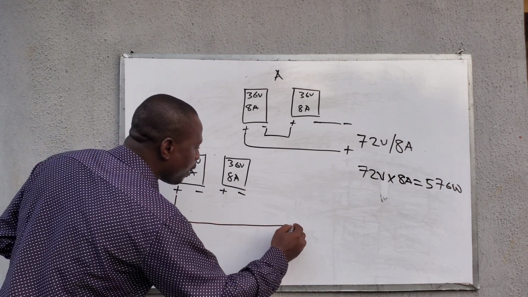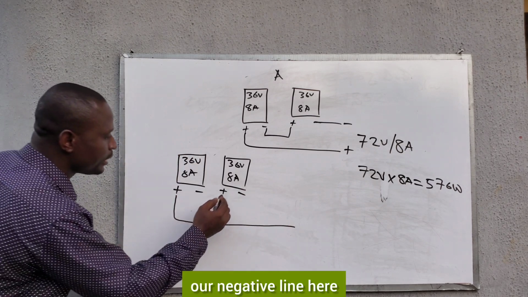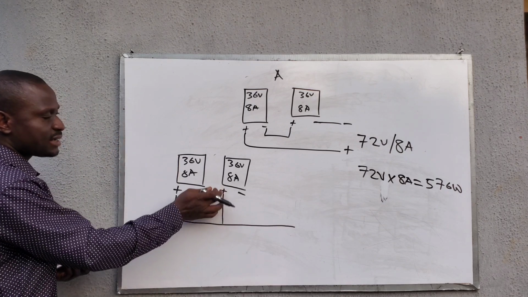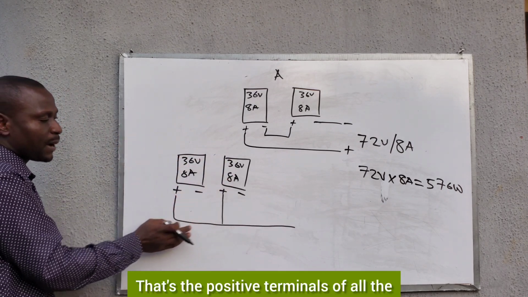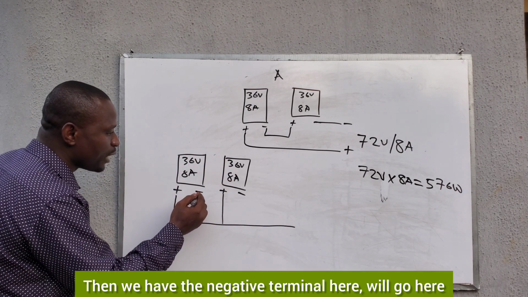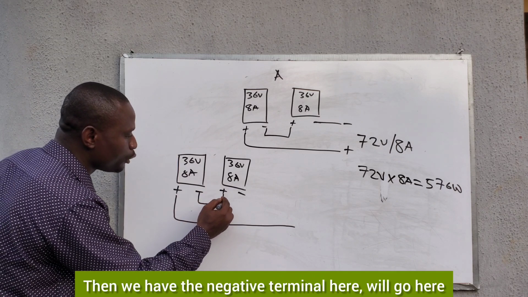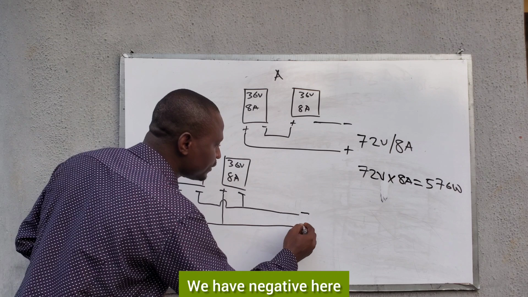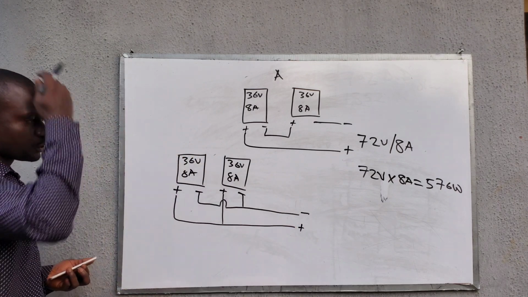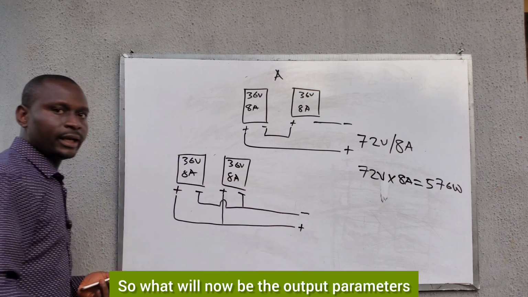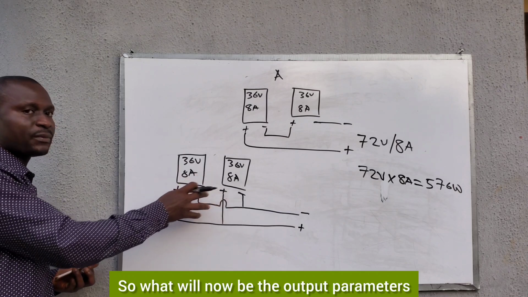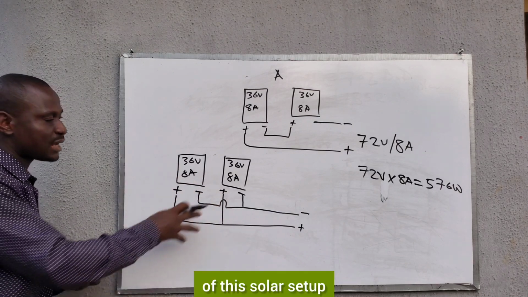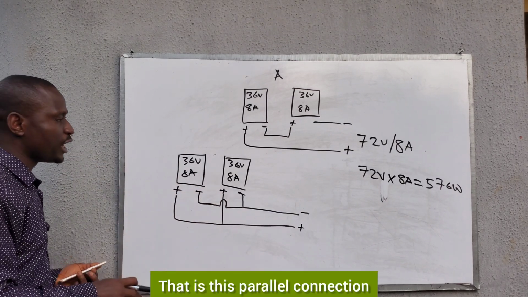So we have our negative line here. This will come here. That's the positive terminals of all the panels will go together. Then we have the negative terminal here. We'll go here. So this is what we have. We have negative here and we have positive here. So what will now be the output parameters of this solar setup? That is this parallel connection.